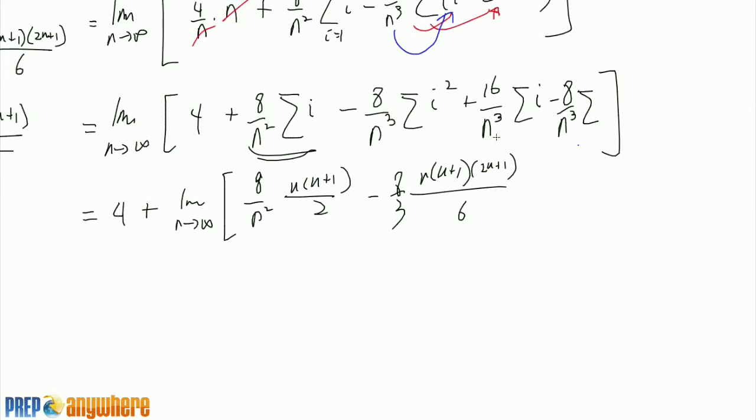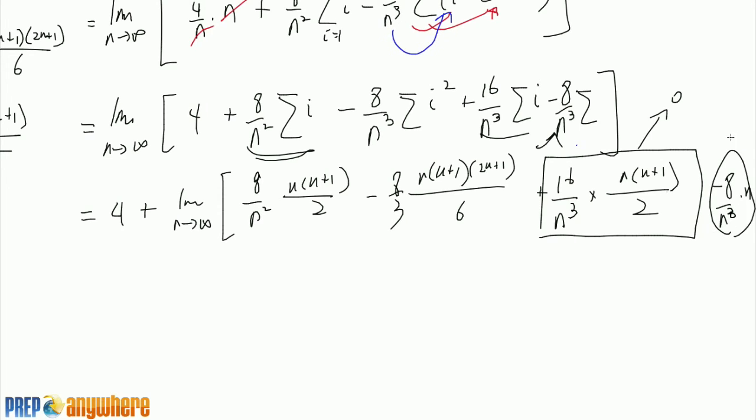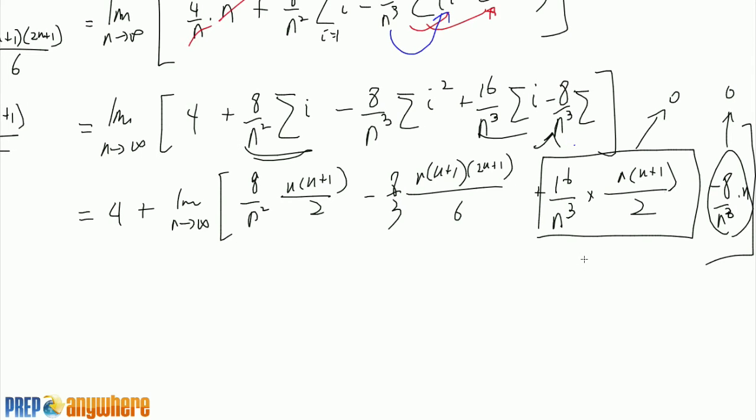Okay, see this next one here? 16 over n cubed, I'm going to times that by n over n plus 1 over 2, right? If you take the limit of this, look at the degree. What's higher, on the bottom or top? It's going to approach 0. Next one, same story. The bottom degree is a lot higher, right? Next one's going to be minus 8 over n cubed times n. Both of these guys you don't have to worry about.